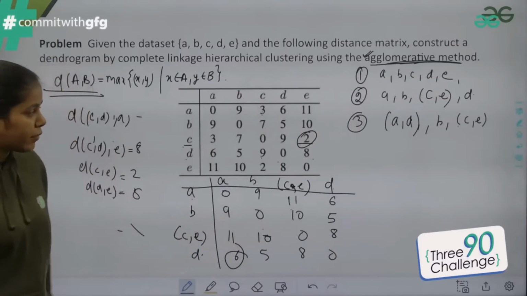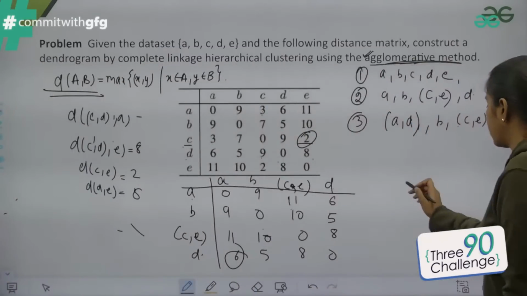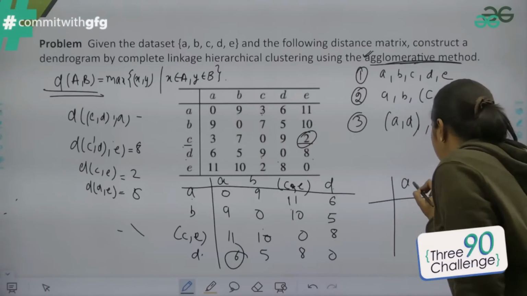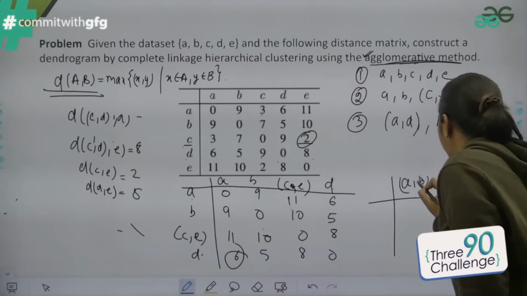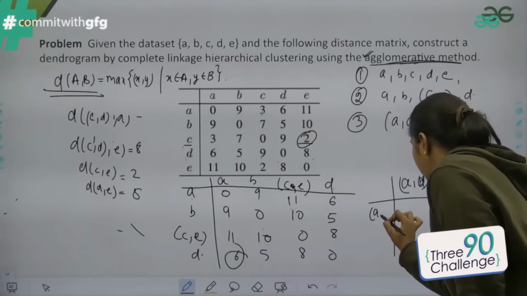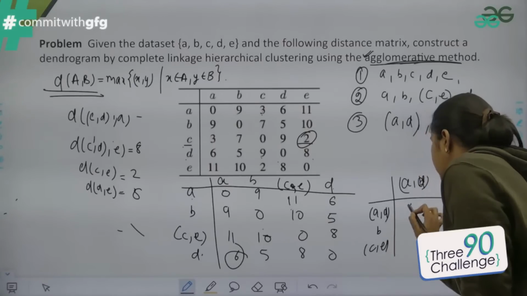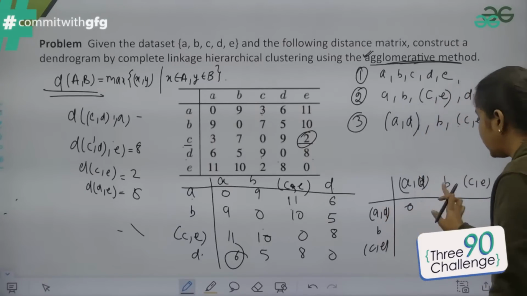Right? Now I can get one more cluster. I have to find out this distance. I get two clusters. So what would I take? I'll take A comma B, A comma D, B and C. I got three clusters here. A comma D, B and C. A comma D with A comma D is 0. A comma D distance with B.